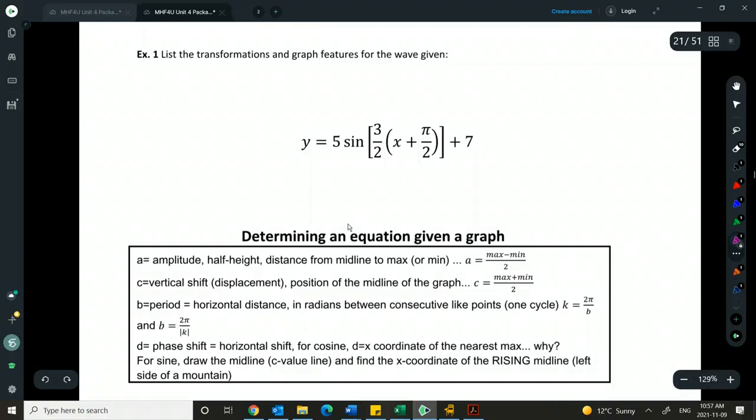I'm going to do this in the same format that we see above. So graph feature and transformation when A is 5. What is a multiple of 5 for A due to our graph transformations? Bella? Okay, this is a vertical stretch. Usually we'll say by a factor of whatever the A value is, so by a factor of 5.